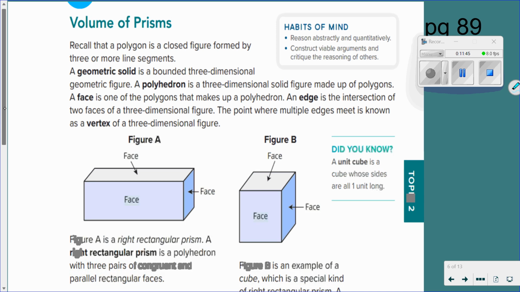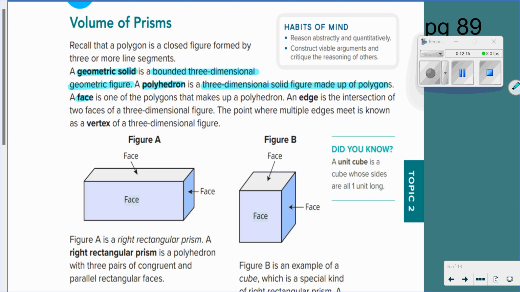Okay, guys. We're going to start with a geometric solid. A geometric solid is a bounded, 3-dimensional geometric figure. In other words, it's saying I have sides that aren't movable. A polyhedron is a 3-dimensional solid figure made up of polygons. In other words, my sides are a shape that I know.